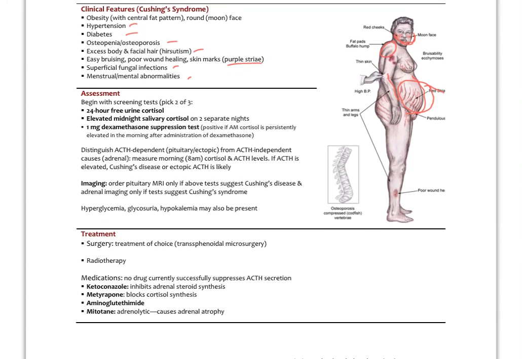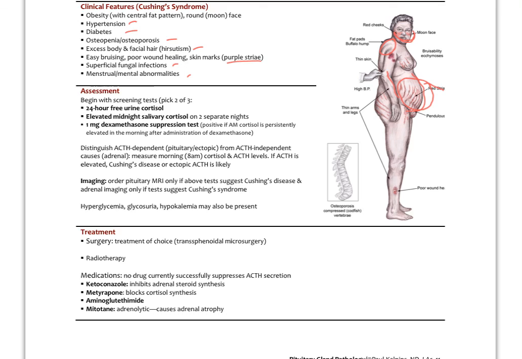Assessment is going to be, and we'll talk about this in depth with the adrenal section, we're going to do either 2 or 3 tests: either a 24-hour free urine cortisol, an elevated midnight salivary cortisol on 2 different occasions, or a 1 milligram dexamethasone suppression test. So they take dexamethasone, and we should see that that should suppress cortisol secretion following that. If it doesn't, then we suspect there's a pituitary tumor.